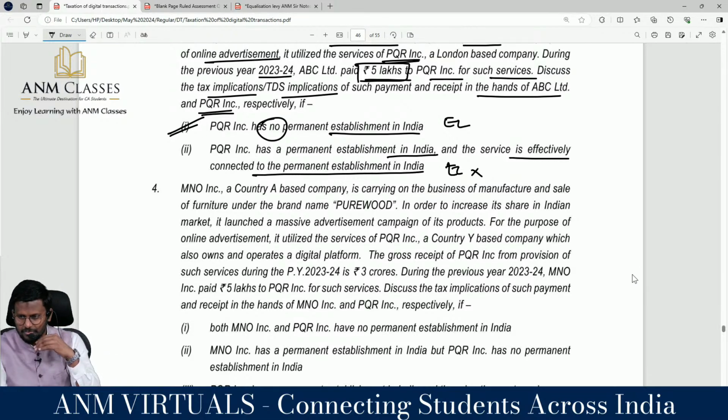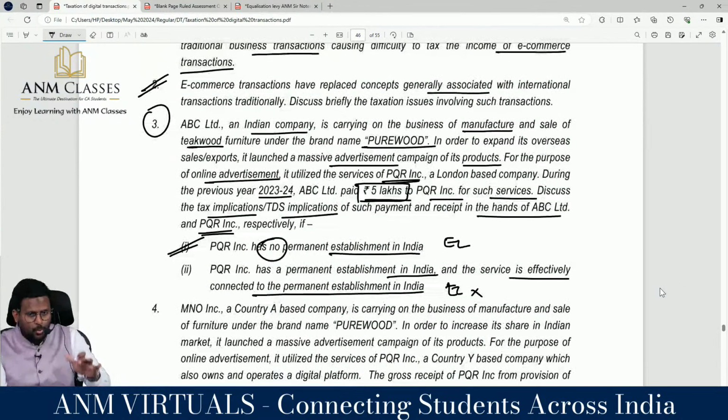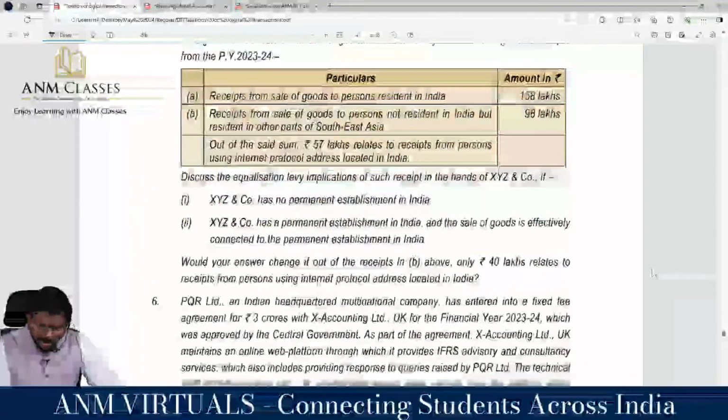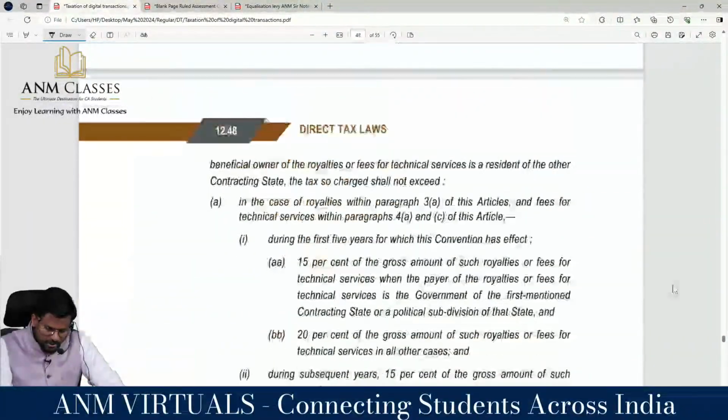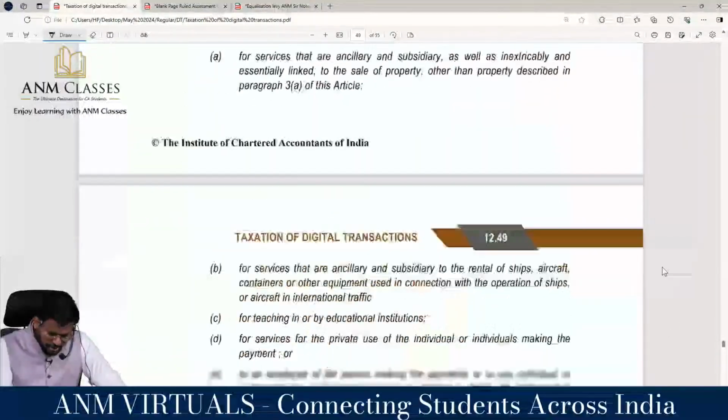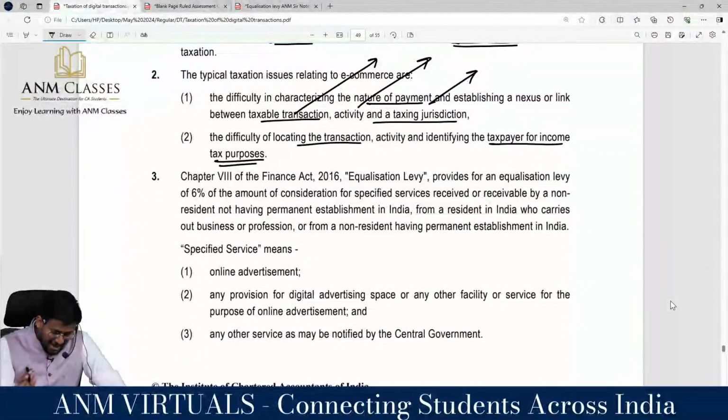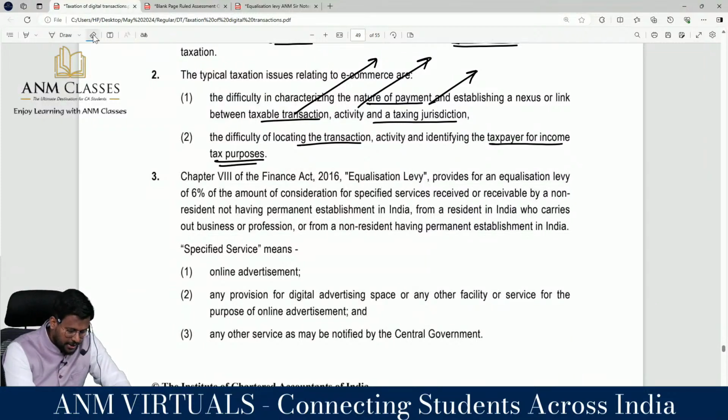Look at the comfort you are feeling now. If the same question came in the exam without discussion, you would have left that question. But now you can easily score those 5 to 6 marks, my dear lovable students. That's what I am saying. We'll be completing 100% and will be getting good marks.